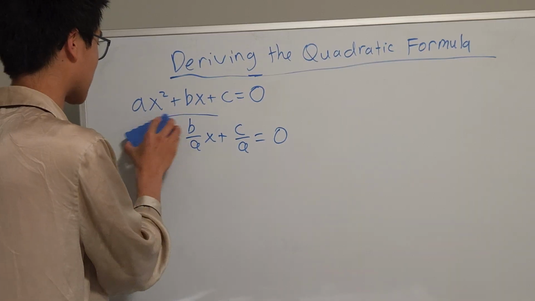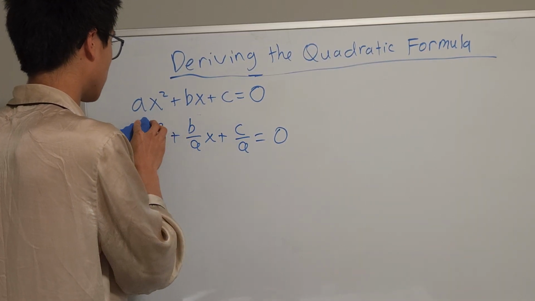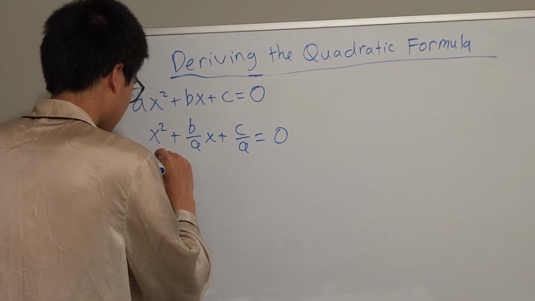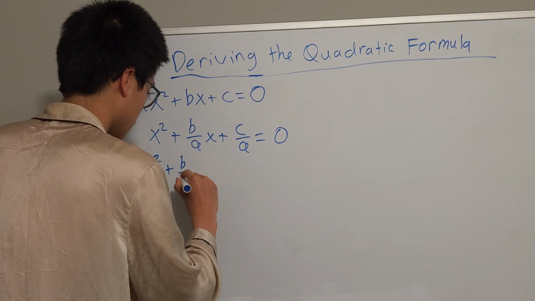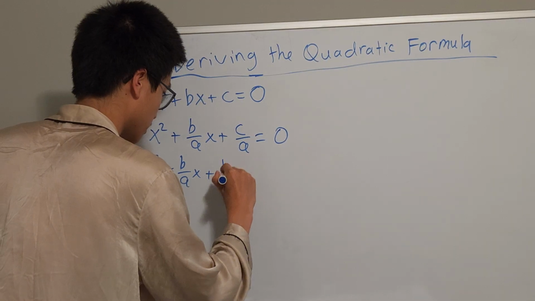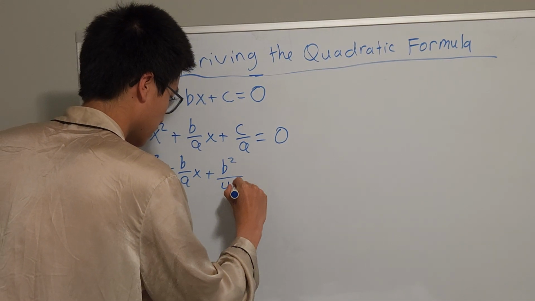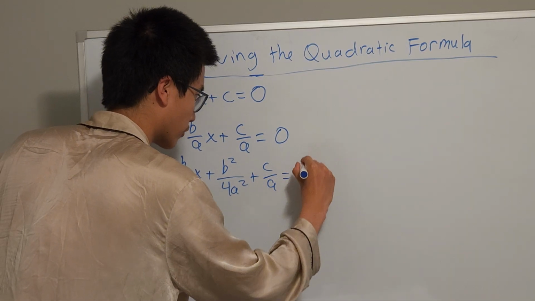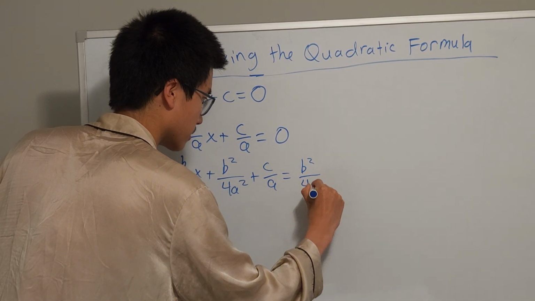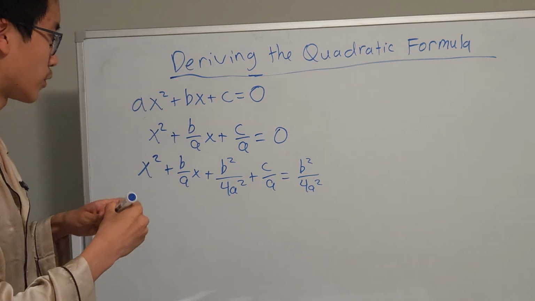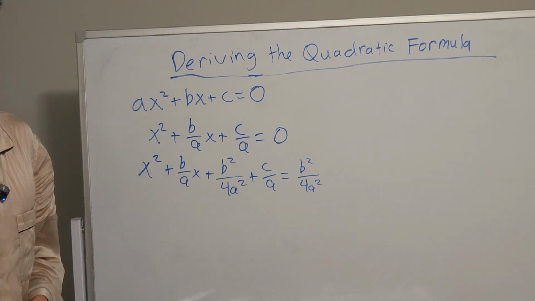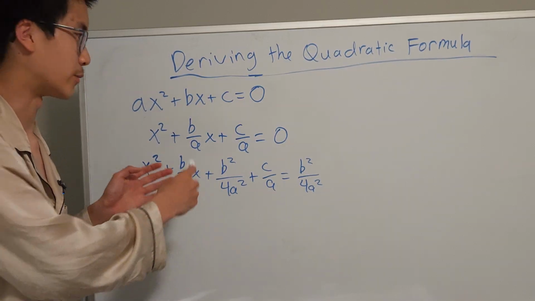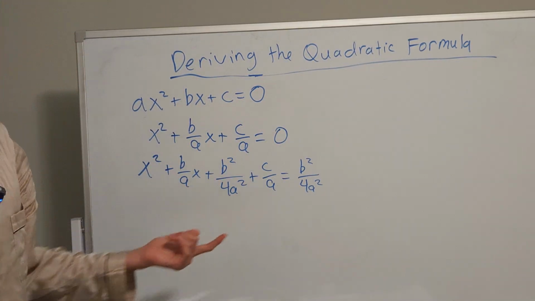What is this constant exactly? Well, the constant we will be adding is b squared over 4a squared to both sides of the equation. We know that whatever we do to one side of the equation, we do the same to the other side. This is still equal, right?